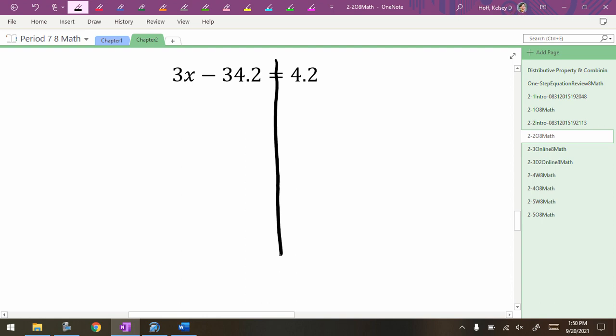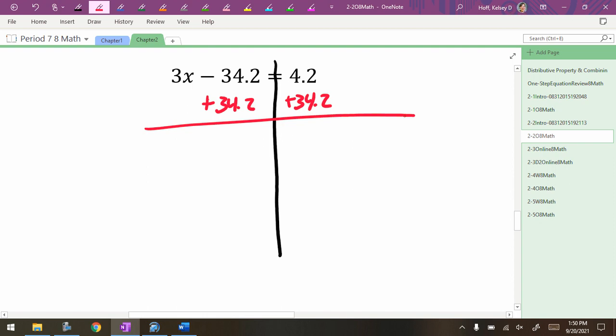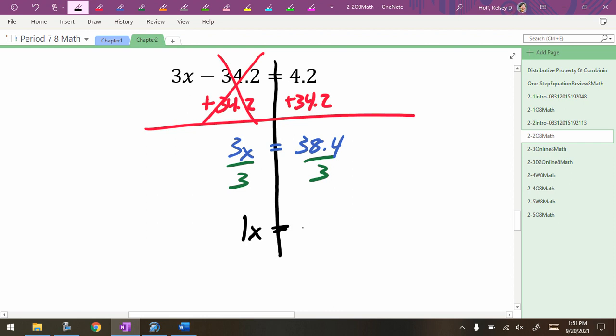Spencer, what's your first step on this one? Perfect. Evan, after you add 34.2, what does your next line look like? 3x equals 38.4. Perfect. Miss Kennedy, what's my next step? You would divide by 8. Very good. And Austin, what do you get as an answer? 12.6 repeating. 12 point, should be 8.